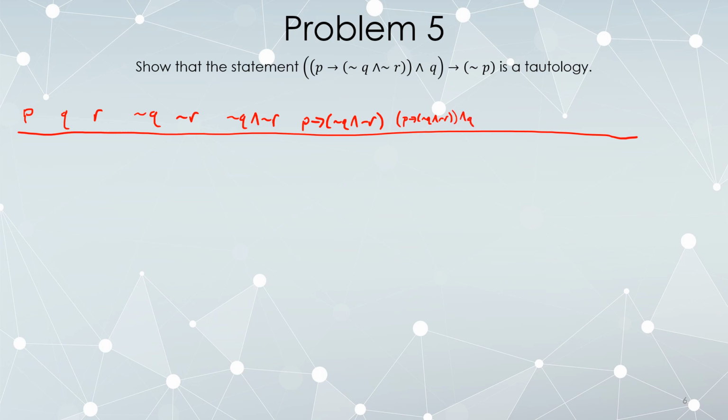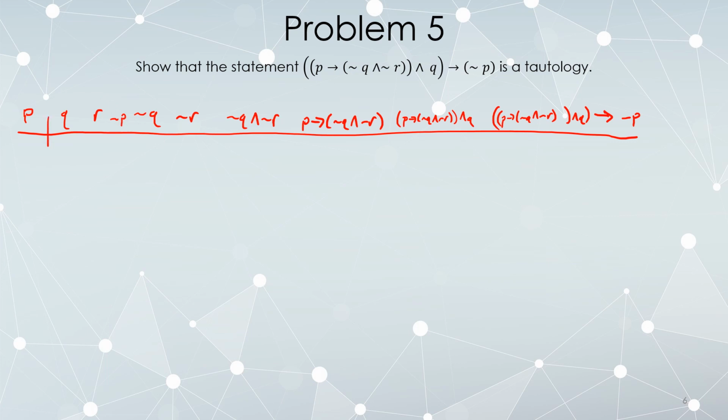Then we can take that, P implies not Q and not R, and we can conjoin it with Q. Then we can take all of that, P implies not Q and not R, and Q, and we can make it the hypothesis of a conditional statement with not P as the conclusion. We don't actually have a column for not P yet, so I'm just going to go ahead and squeeze it in back here. Okay, so I couldn't make this statement until not P already existed as a column, and it didn't yet. However, if I put it here, that's fine. It only depends on P.